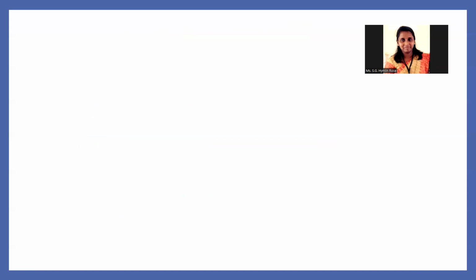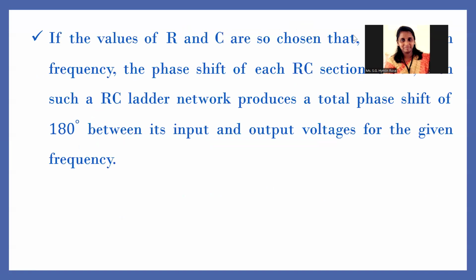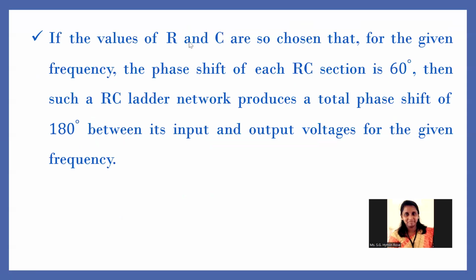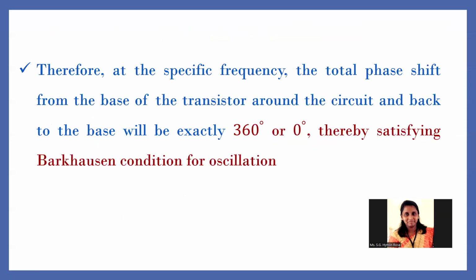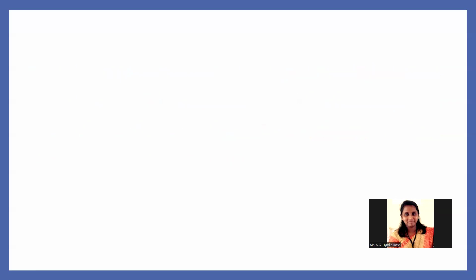This is the reason why we are using R3 in the RC networks. If the values of R and C are chosen for the given frequency, the R value should be unique, and it is very important to take care of that. It will give a total phase shift of 180-degree between its input and output voltages, which satisfies the Barkhausen condition.